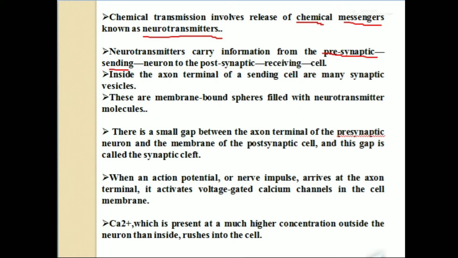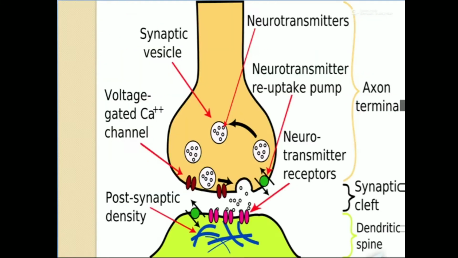Inside the axon terminal of the sending cell are many synaptic vesicles. What are synaptic vesicles? Let me show you. In this picture, you can see this portion is known as the synaptic vesicle. Within the vesicle, this dotted portion is known as neurotransmitter. That means neurotransmitters are present within the synaptic vesicle.